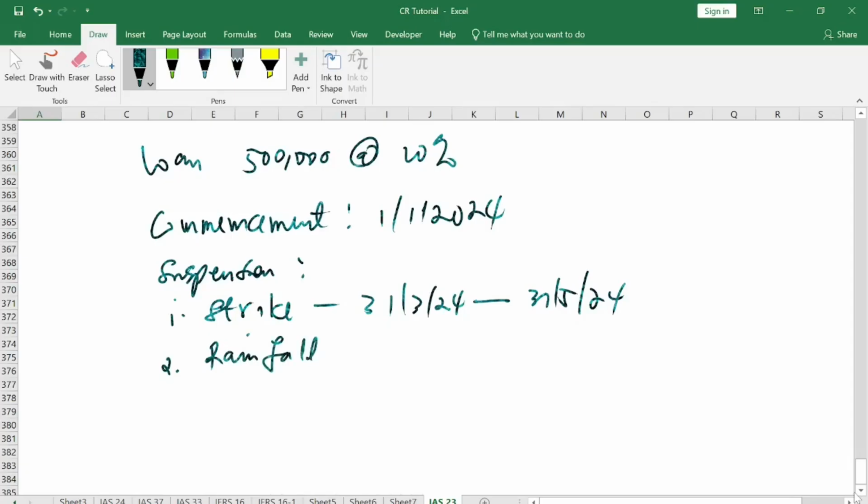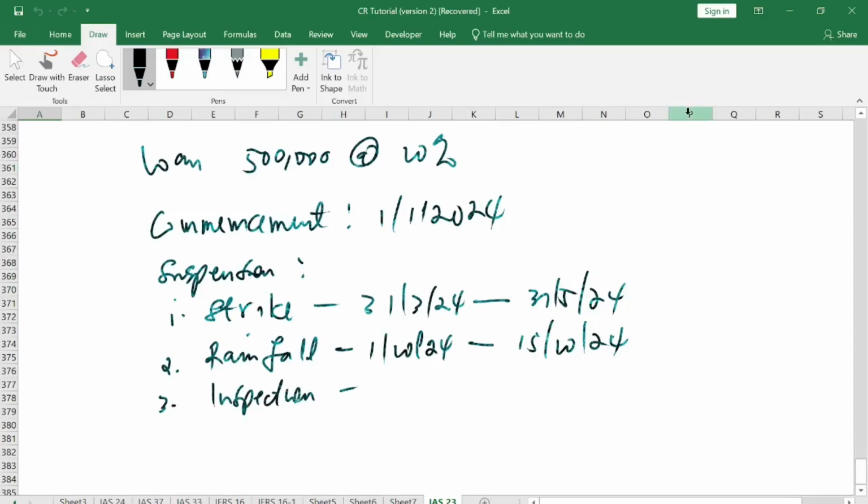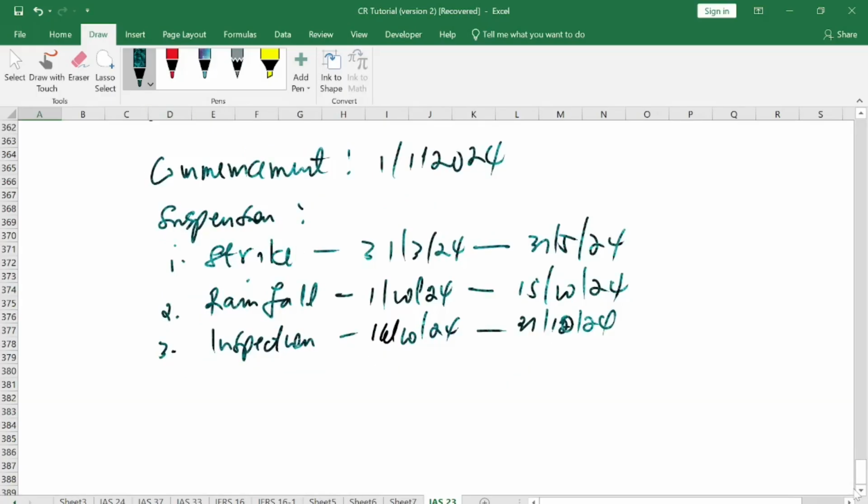Rainfall. That happens from when? 2 weeks. So let me say 1st October 2024 to 15th October 2024. And then 3 is what? Inspection of the project. The inspection takes place from 16th October 2024 to what? 31st October 2024. Right. So these are the events that happen in between.